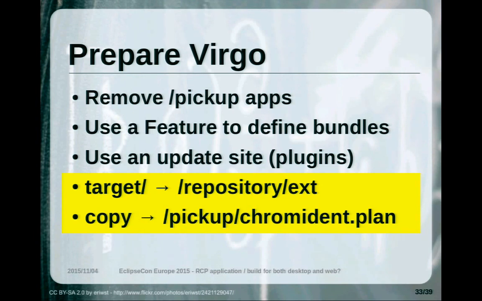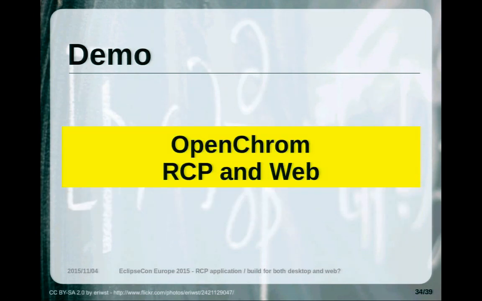And we use an update site. It's quite handy because then Tycho is compiling all the plugins we need, which we then copy into the Virgo workspace. And this is copied from the target into the repository ext directory. And we have to copy a plan. It's a Chromident plan for this example. It tells Virgo, okay, please start this OSGi bundle, and then all the other OSGi bundles are started afterwards.